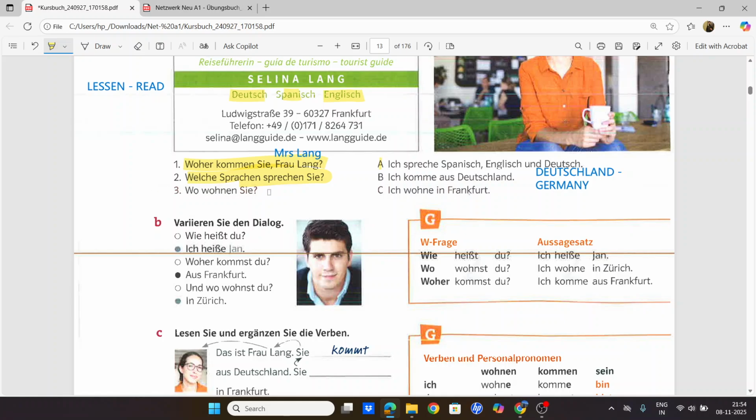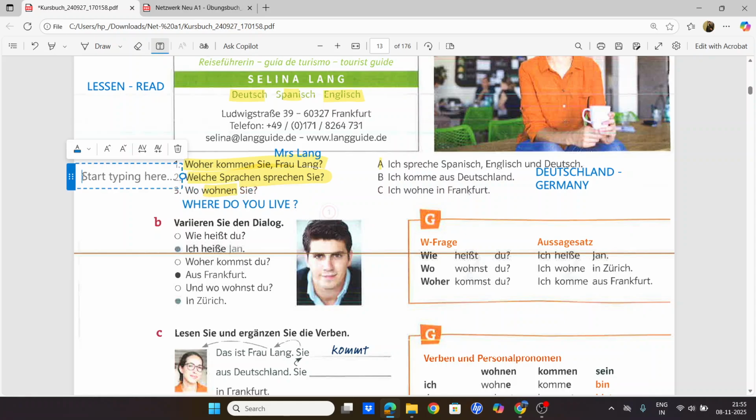Wo wohnen Sie? Where do you currently live? Wohnen is really important. I think this is the first time you are hearing wohnen. Wohnen means to live. Wo wohnen Sie? Where do you live? Let me write this down also: where do you live? And I should write the question here too.